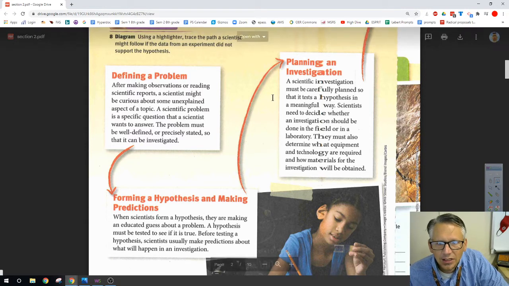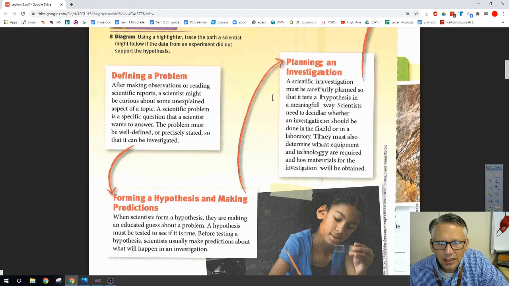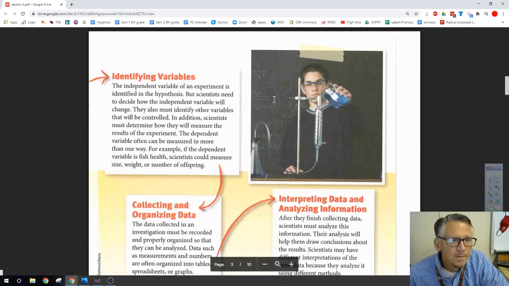Planning an investigation. A scientific investigation must be carefully planned so that it tests a hypothesis in a meaningful way. Scientists need to decide whether the investigation should be done in the field or in the laboratory. They must also determine what equipment and technology are required and how materials for the investigation will be obtained.